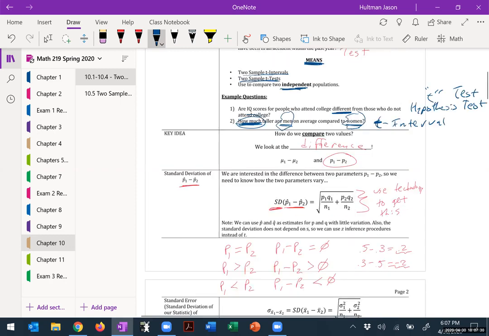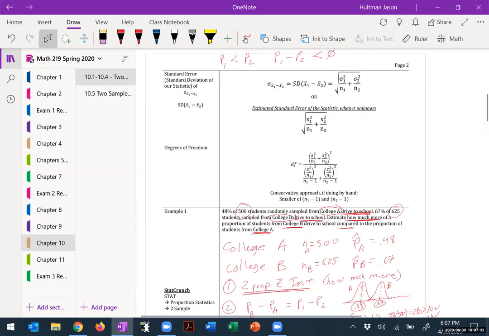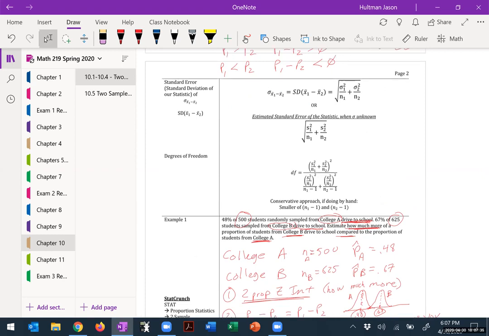How would we get the standard error? For a confidence interval, it would look like this: mu1 minus mu2 plus or minus t star times my standard error. In this case, it's the square root of sigma squared 1 over n1 plus sigma squared 2 over n2.